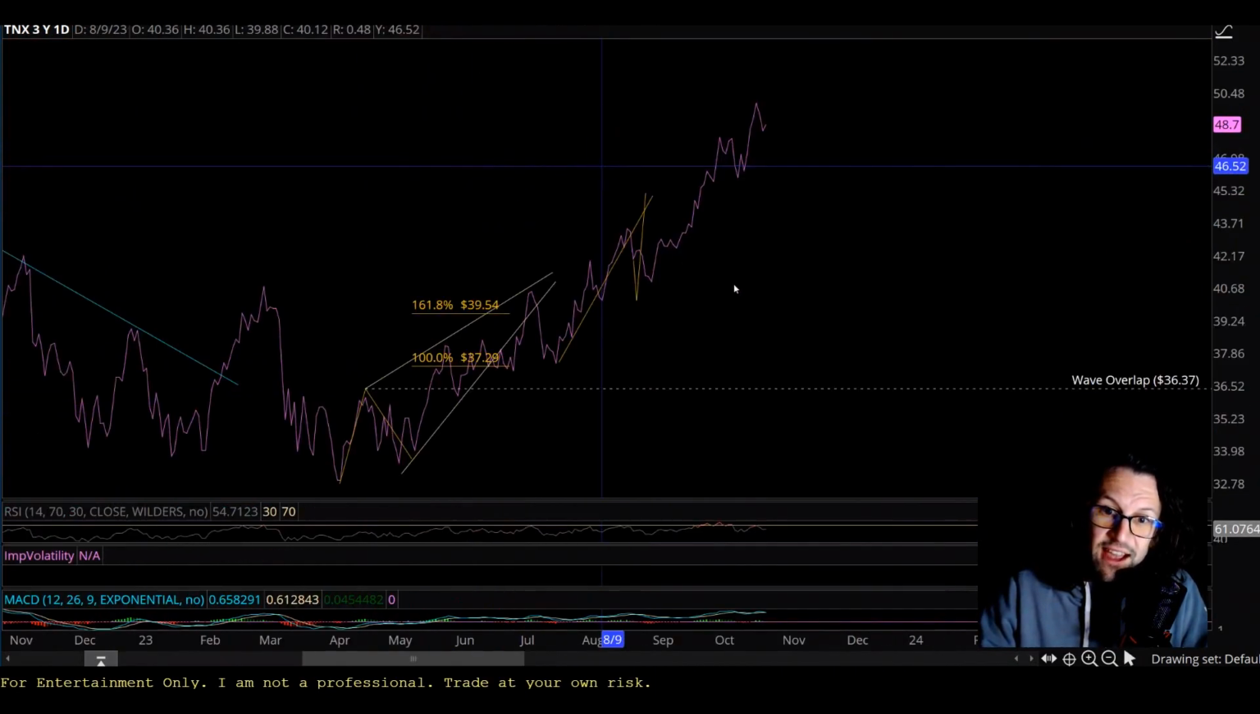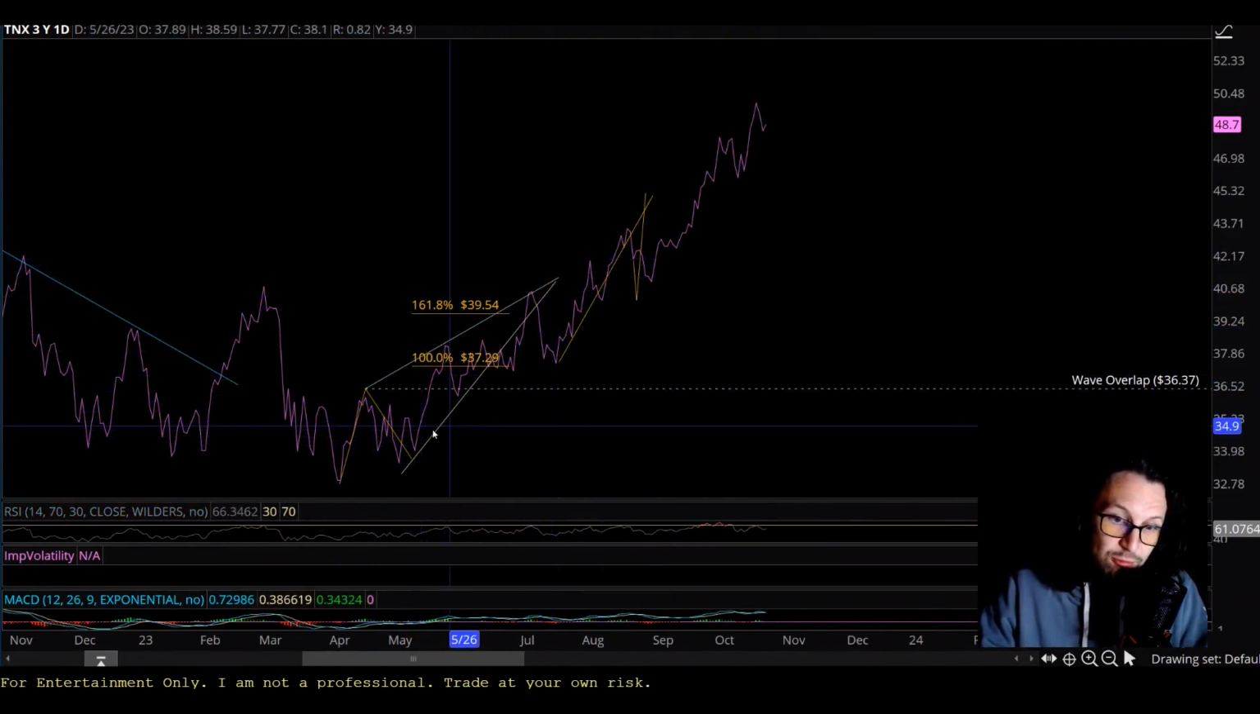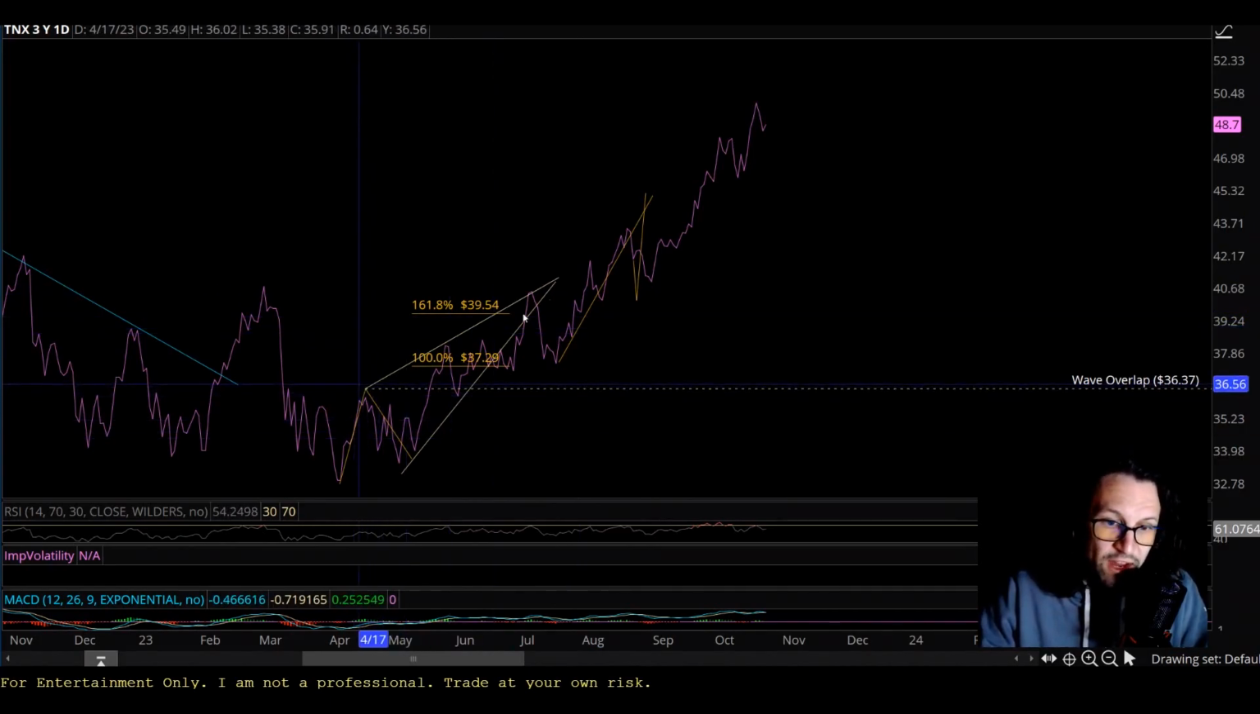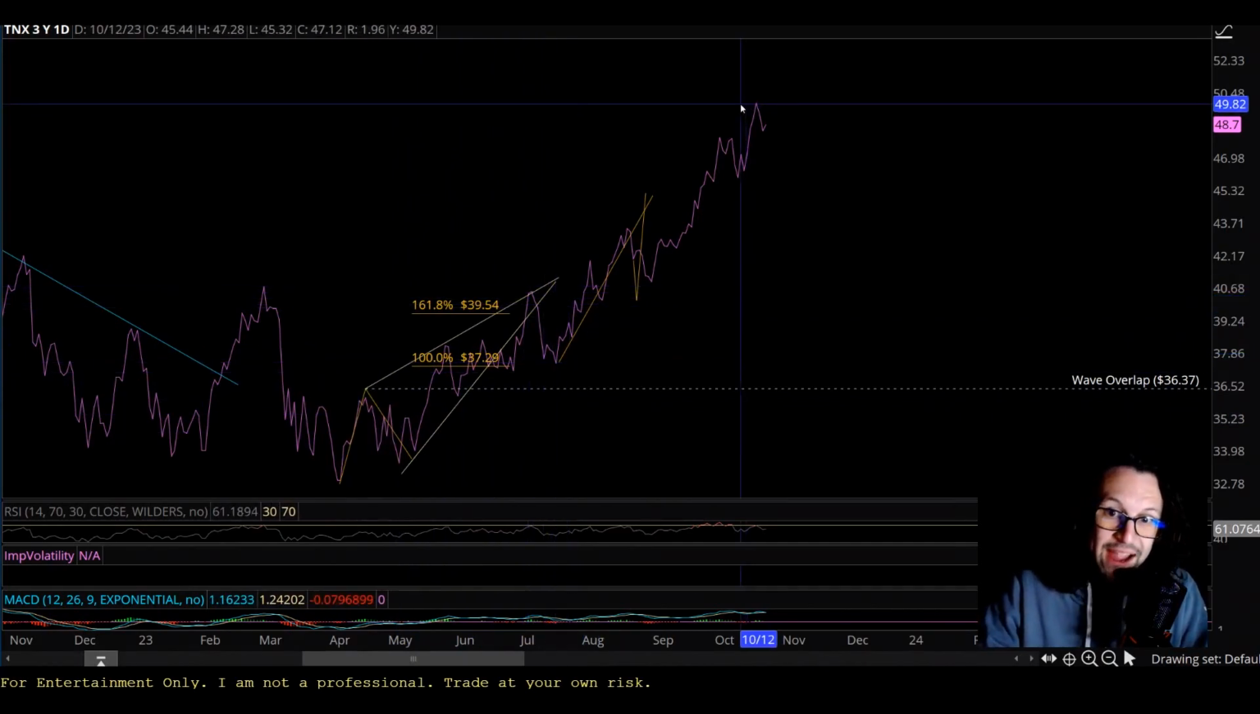And once again, we've had one of these leading diagonal triangles, which people suppose are bearish rising wedges, but no, depending on their wave position and the way that they're composed, they can be bullish. And this one, it was. You can see price broke down and then pulled back up and soared.